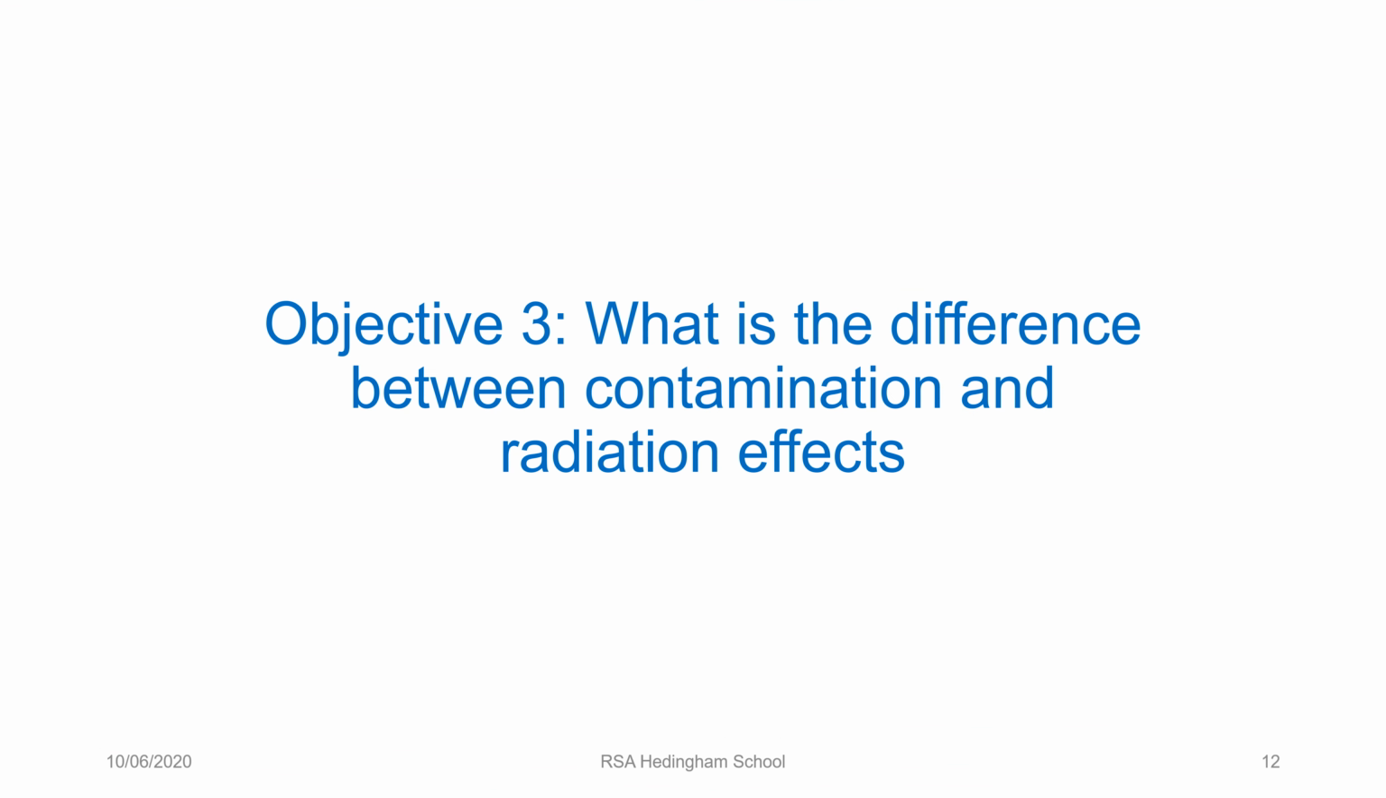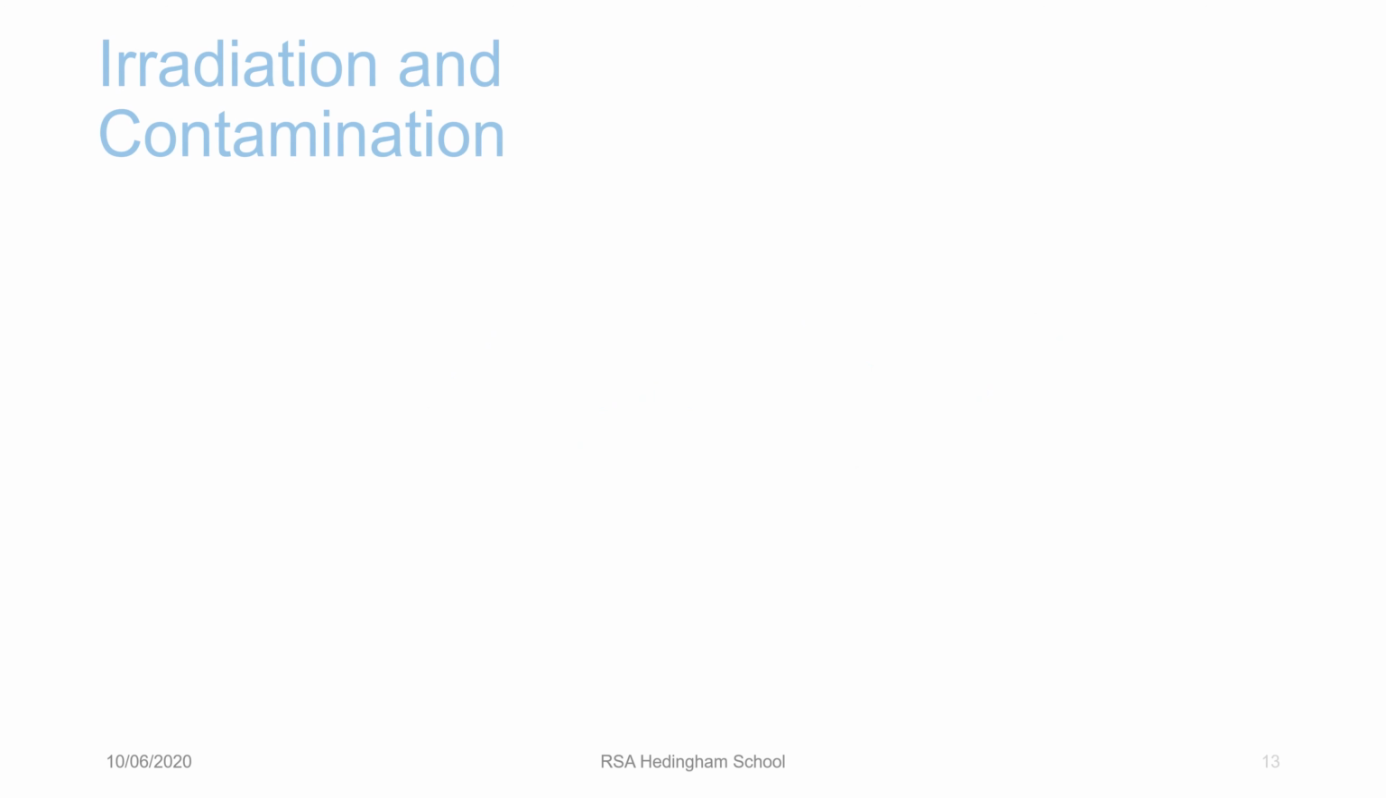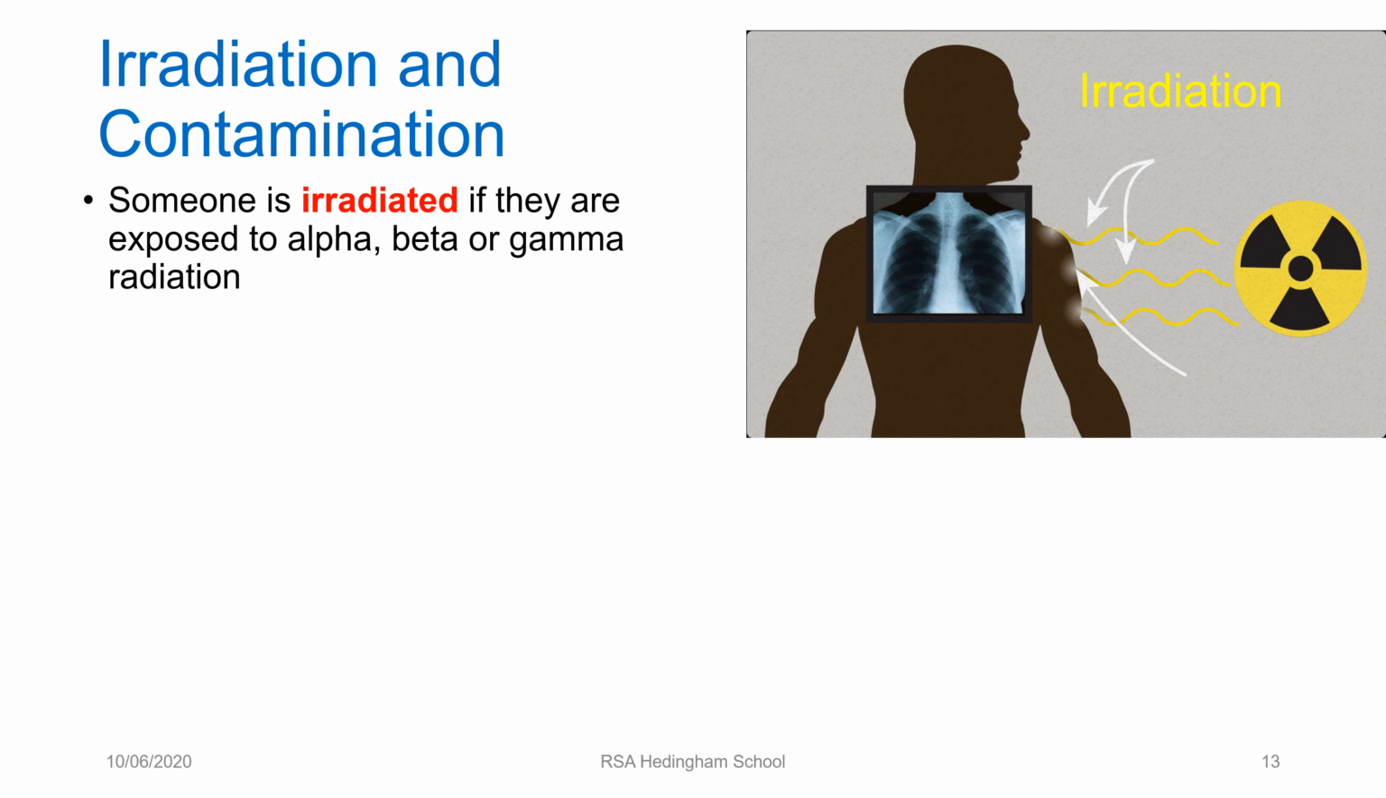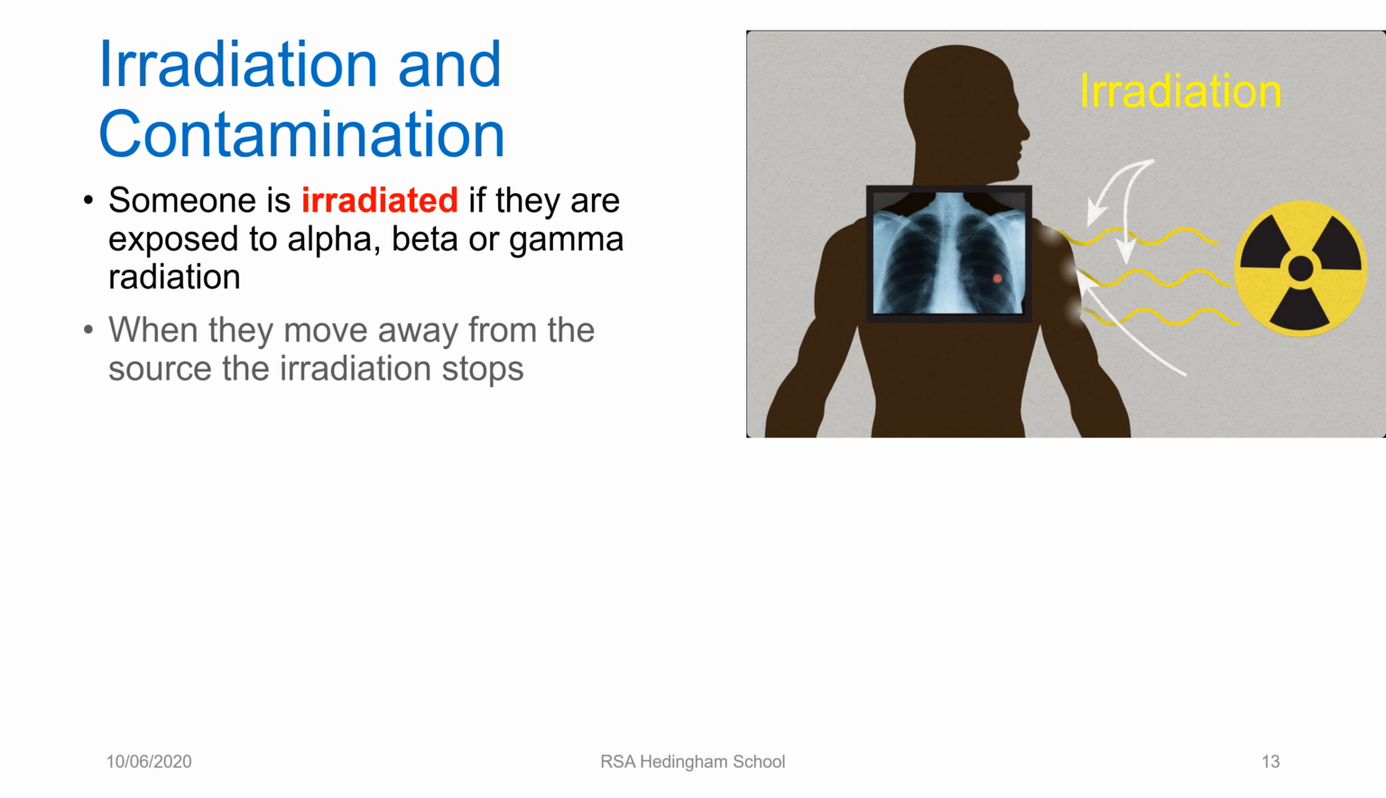Third objective, what is the difference between contamination and radiation? Someone is irradiated if they are exposed to alpha, beta or gamma radiation. So in this picture, this is the radioactive source and this person is exposed to radiation. If that person moves away, then the radiation stops.